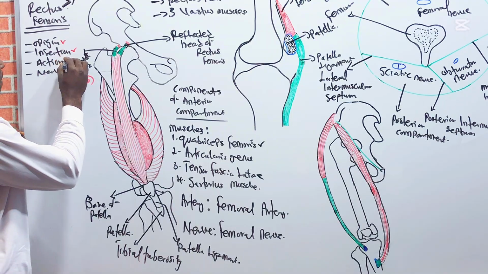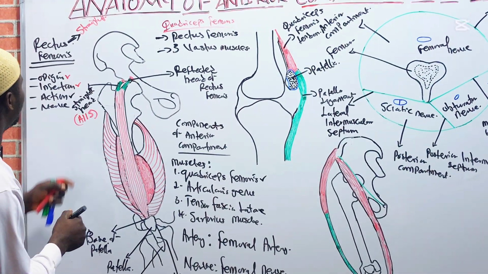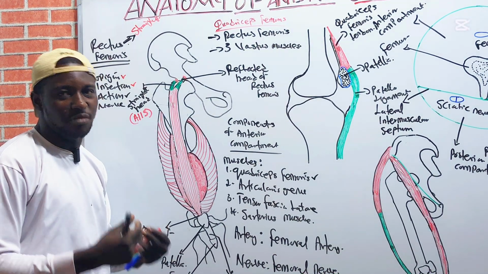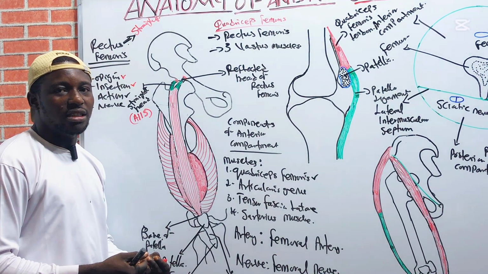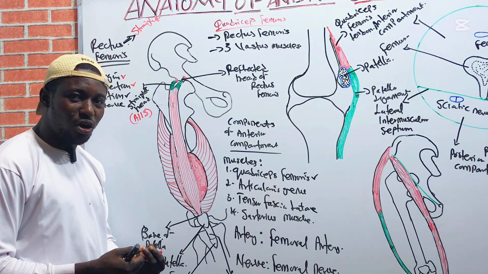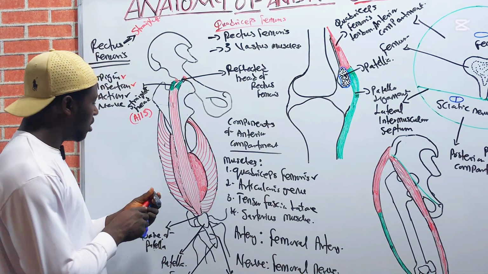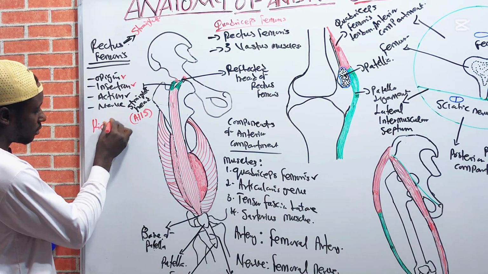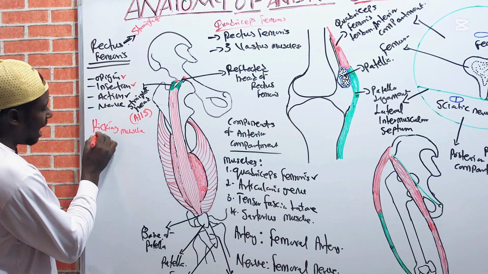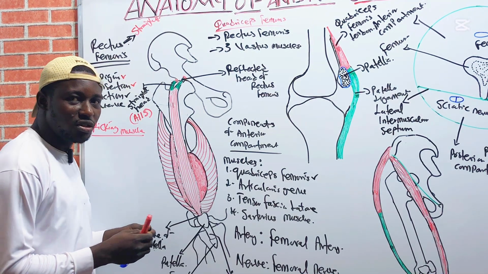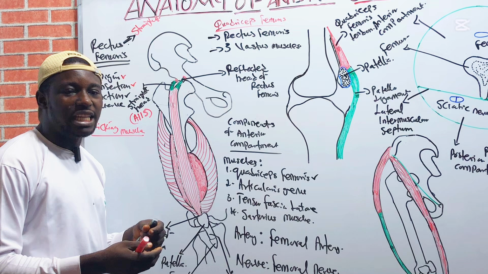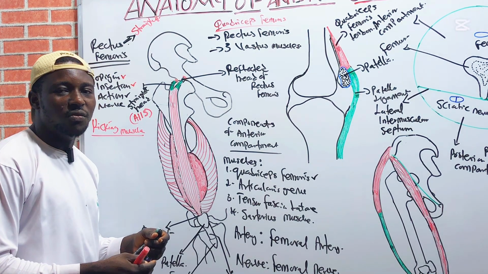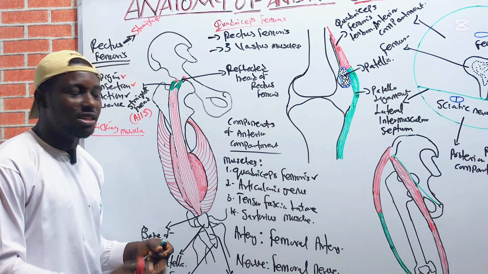Then the action of the rectus femoris is to extend the knee and flex the hip. That is why the rectus femoris can be called the kicking muscle. Why is it called the kicking muscle? Because extending the knee and flexing the hip are the mechanism that is needed in a kicking movement. That is why it's called the kicking muscle, because it extends the knee and flexes the hip.